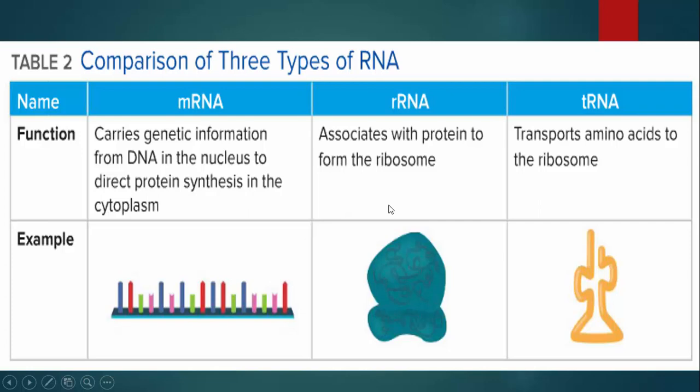rRNA, scientists have cut us a real break here, associates with protein to form the ribosome. That's why it's called ribosomal RNA, because it makes ribosomes, and ribosomes are where proteins are made. The tRNA transports the amino acids to the ribosome. The mRNA orders the amino acid. The tRNA is going to bring the amino acid that the mRNA ordered and transport it to the ribosome so the amino acids can build the proteins.